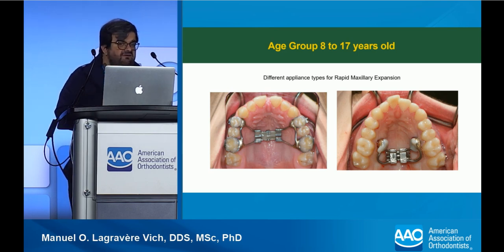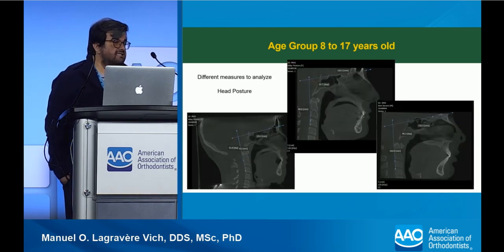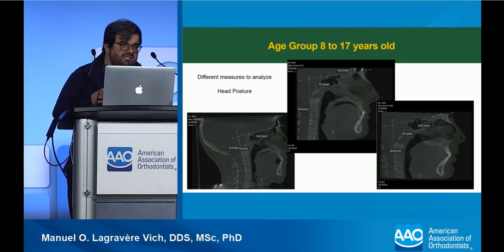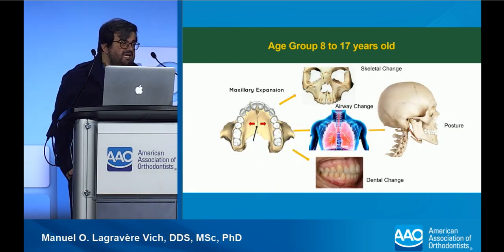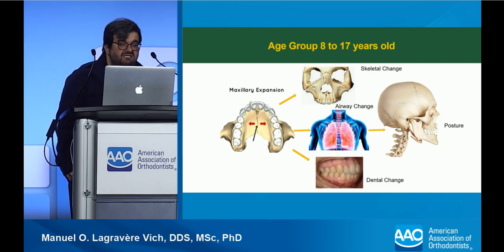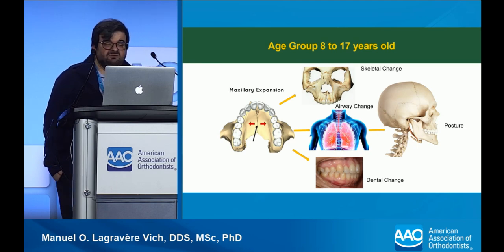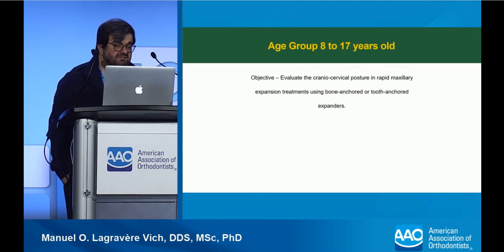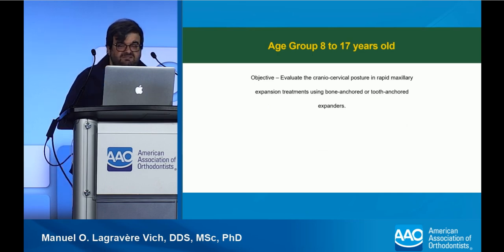Now, with the review, we found that there are several ways of analyzing the cervical posture, the craniocervical posture. And all these measures have been validated and used several times. So we just go and choose one for now, and we have another thesis choosing other measures to see if there's a difference. Overall, what we know is maxillary expansion causes skeletal change, dental change, and airway change. The sum of all these, it is expected that it will reflect on the posture of the patients. So our objective was to evaluate the craniocervical posture in rapid maxillary expansion treatments using bone-anchored and tooth-anchored expanders.